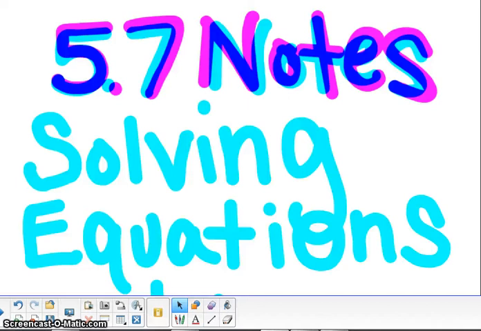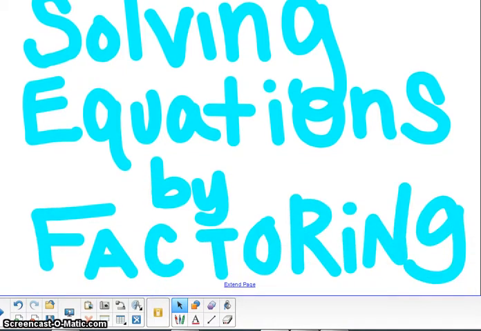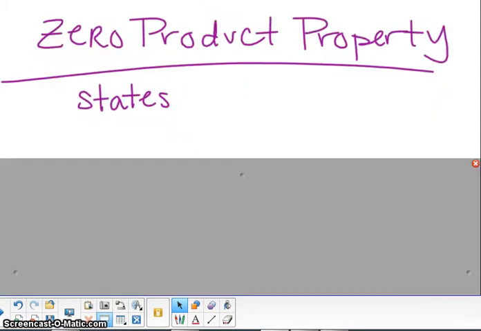Hi, this is Mrs. Slater, and in lesson 5.7 we are going to solve equations by factoring. So the first thing we need to discuss is the zero product property.